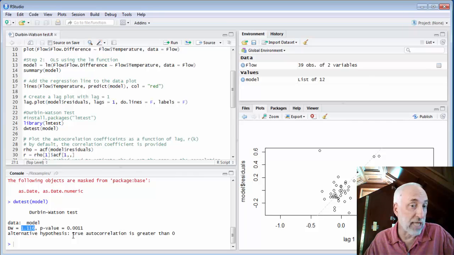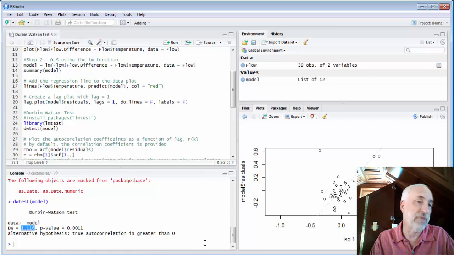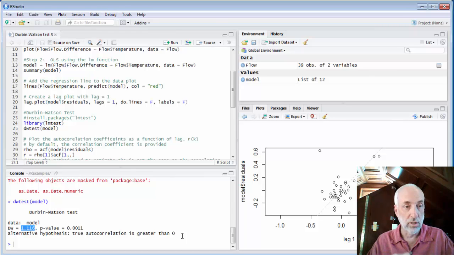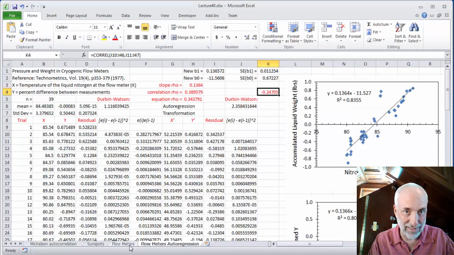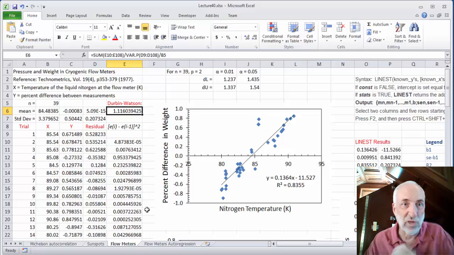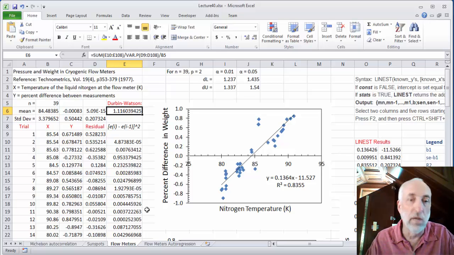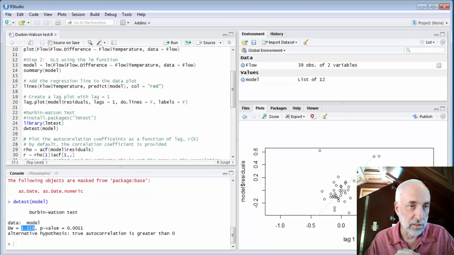Just by random chance is 0.001. So a small p-value, below our alpha, and therefore we can reject the null hypothesis that the true autocorrelation is 0. Let's quickly go back to Excel. Let's see, what value did I get in Excel? Well, there it is, 1.116, the exact same number as I'm getting here in R for the same test. Well, that's good.